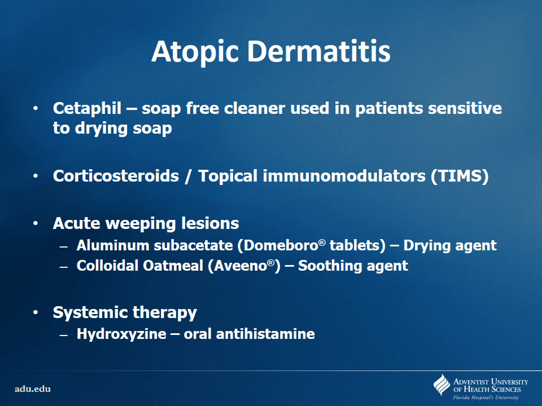And then if they're having any kind of acute weeping lesions, this is where we can use things like aluminum subacetate, which is called Domboro tablets. It can be used as a drying agent. You can make a Domboro solution essentially from these tablets. Colloidal oatmeal, which is found in Aveeno-based products, tends to be pretty soothing to these lesions. And if you're having itching, which we'll talk more about in the ENT section, you can use a drug like hydroxyzine, which is an oral antihistamine that can be useful for some of that histamine-based itching and irritation.